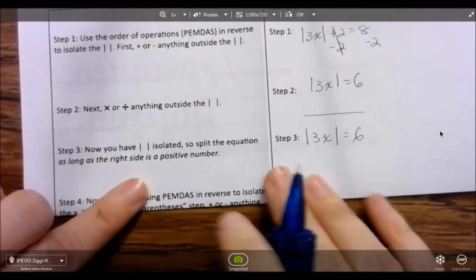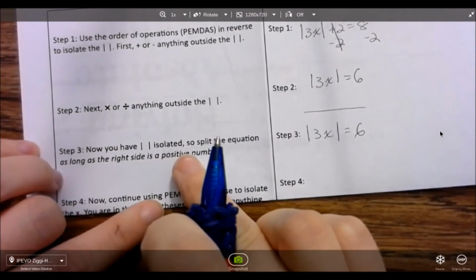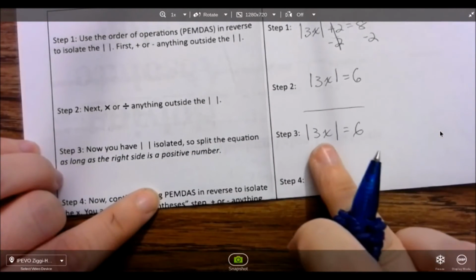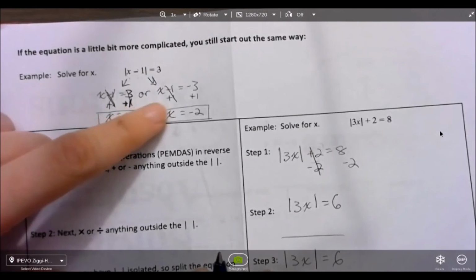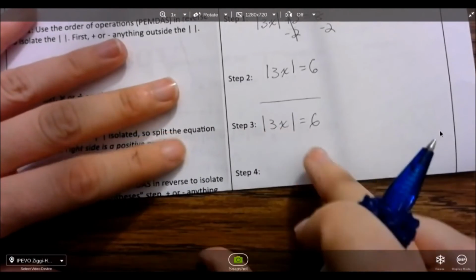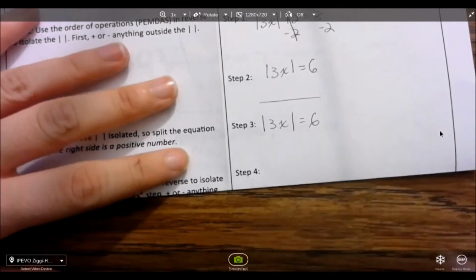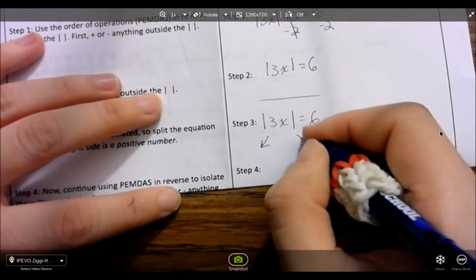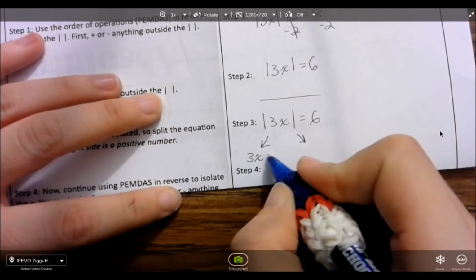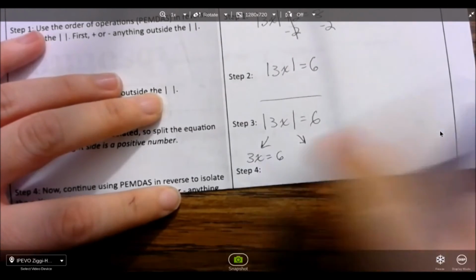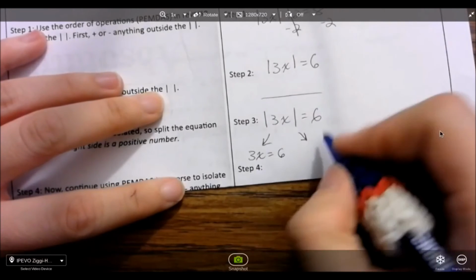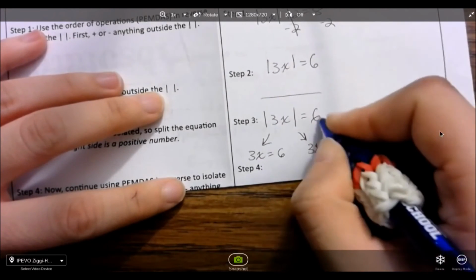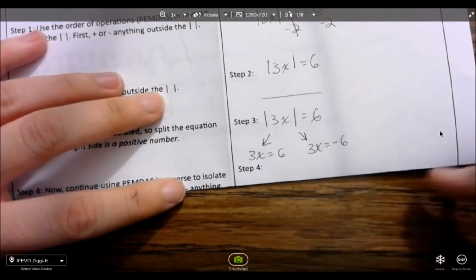All right. So now I've got the absolute value isolated. So I just have an absolute value on the left, nothing else. So I'm going to go ahead and split the equation just like I did up there. I'm going to split it into 2, where one equals a positive 6 and the other equals a negative 6. Okay, and you're always going to split it that way for absolute value. You're always going to split the left side equals this number, and the left side equals negative that number.